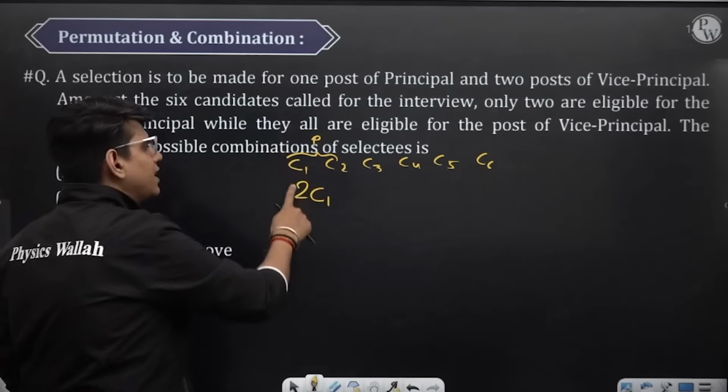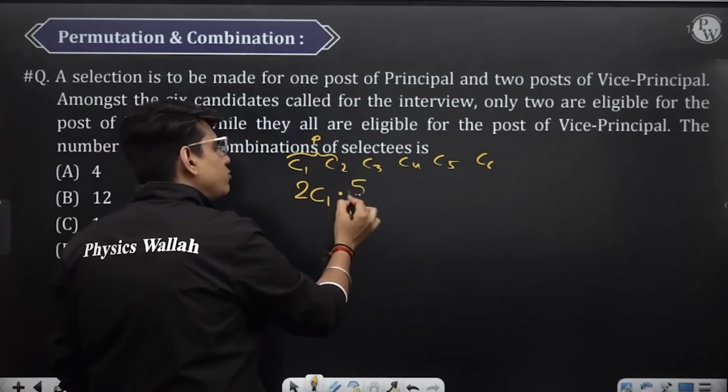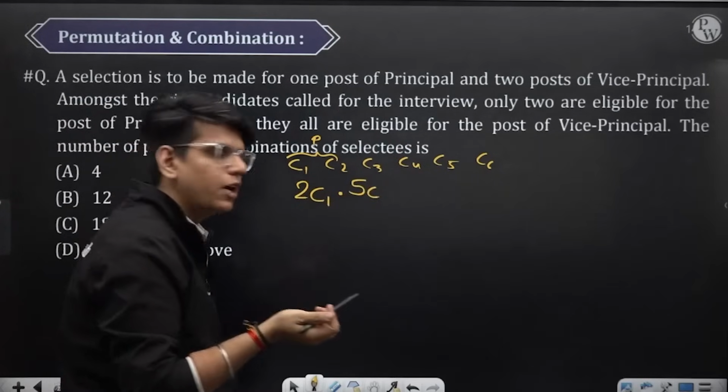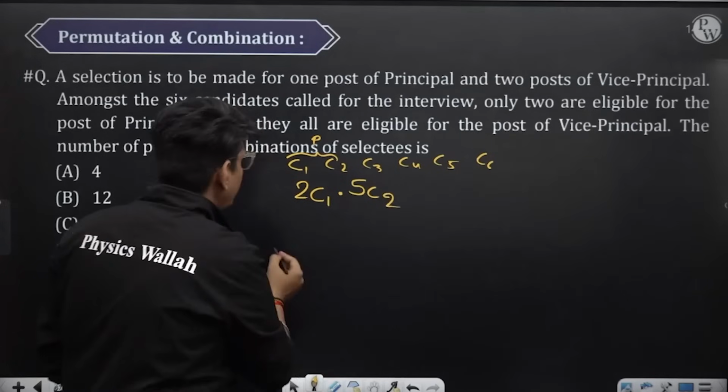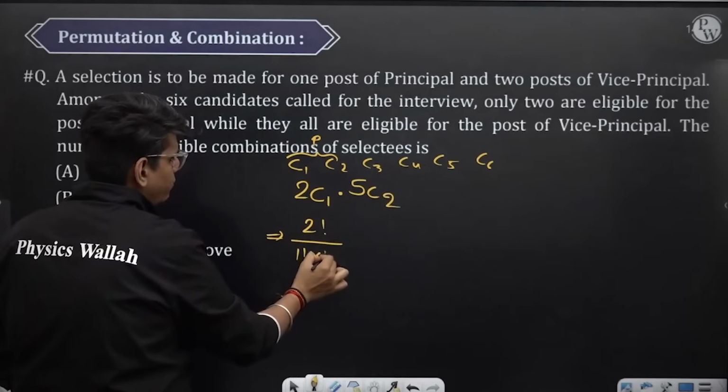Now after one selection, we are left with 5 people and we have to select 2 out of them. We have to select 2 out of them. See? So 2 factorial upon 1 factorial into 1 factorial.